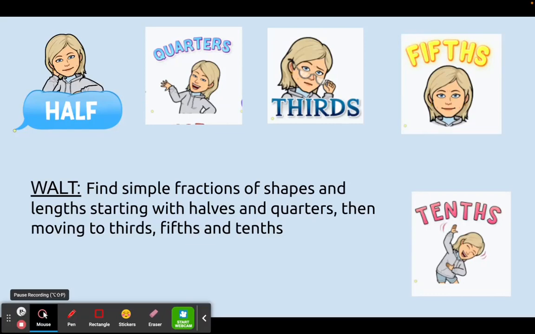Today, we're going to learn how to find simple fractions of shapes and lengths. We're going to talk about halves, quarters, thirds, fifths, and tenths.